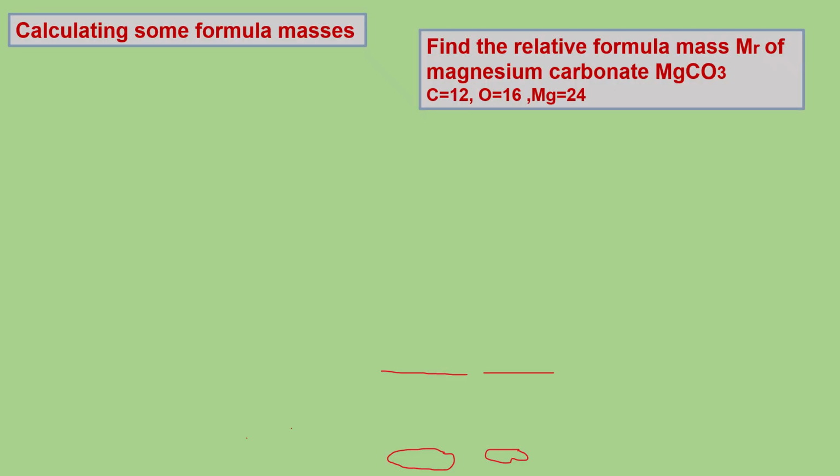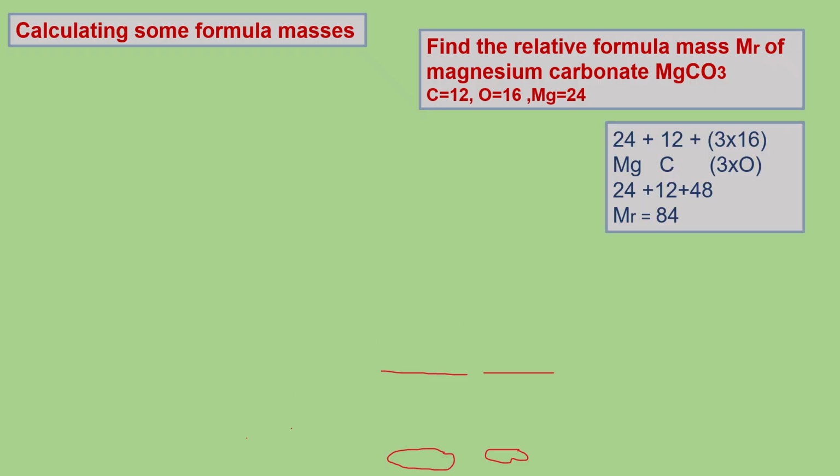Calculating some formula masses. Find the relative formula mass, Mr, for magnesium carbonate. They give you the formula MgCO3 and they give you Ar, the relative atomic masses: carbon is 12, oxygen is 16, magnesium is 24. This formula means that magnesium is one atom, carbon one atom, and there are 3 oxygen atoms in the formula or in the molecule.